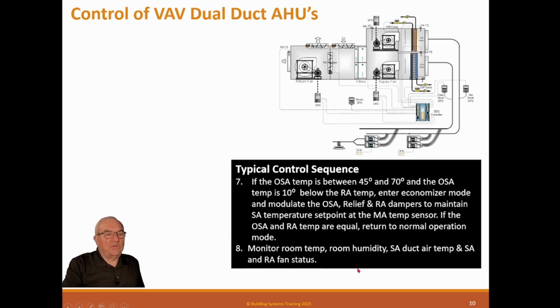Monitor room temperature, room humidity, supply or duct air temperature set point. So that's the basic sequence for a VAV. The only thing that's really different is that outside air damper. You have to be careful with it.